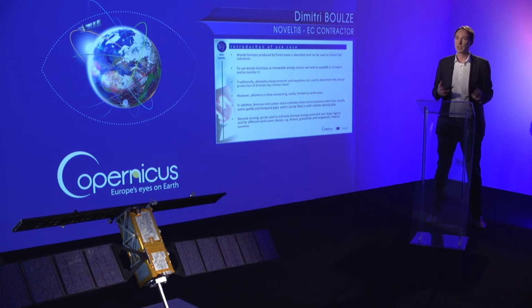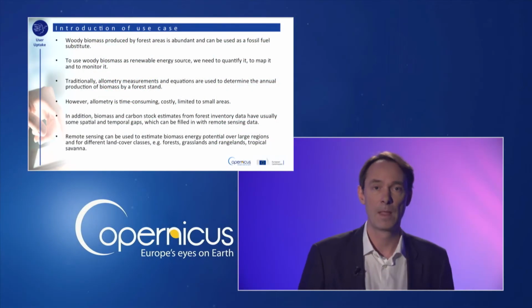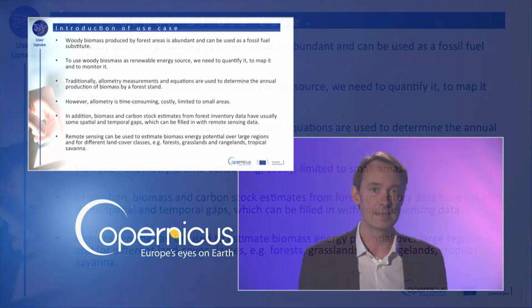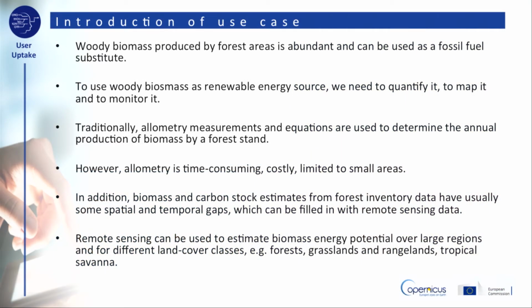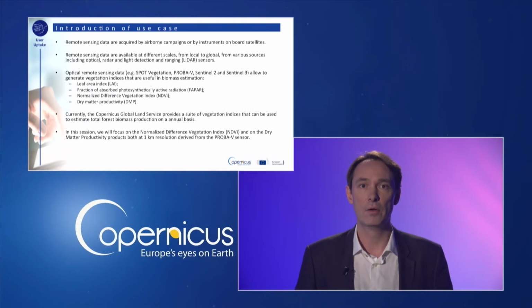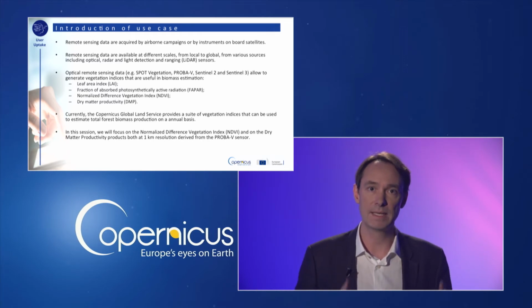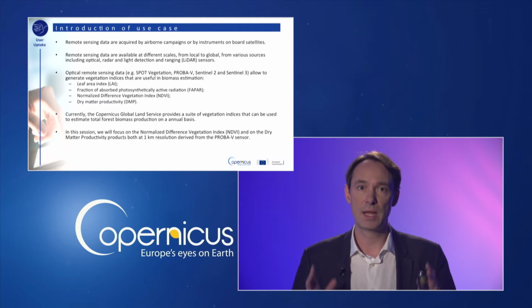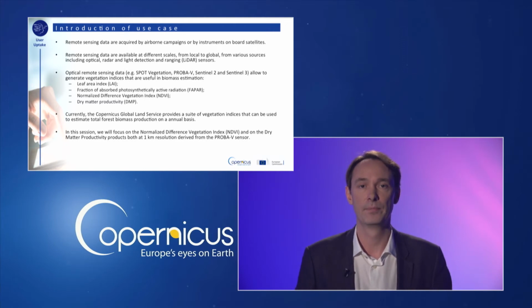a cost-effective way to estimate the biomass energy potential of a large region and for different land cover classes, for example forest, grasslands, and rangelands or tropical savanna. Remote sensing data are acquired by airborne campaigns or by instruments on board satellites. These data are available at different scales, from local to global and from various sources including optical, radar and light detection and ranging sensors, LiDAR.